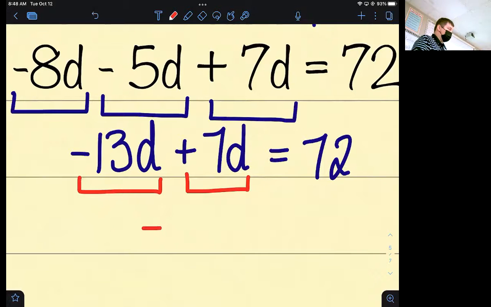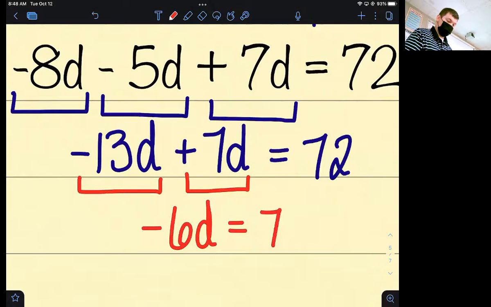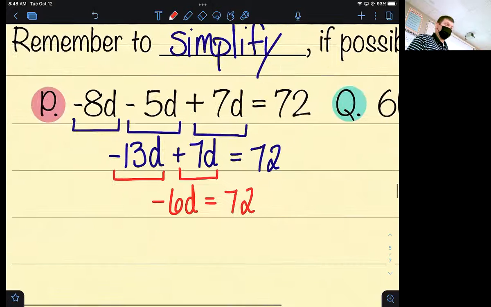Not 5. -6D, not 60. -6D equals 72. So I combined all three of those. If you can do all three of them in your head at one time, that's fine. I just didn't want to confuse anybody, so I just did them 2 at a time. First 2, then the last 2. Georgia, what's my last step?